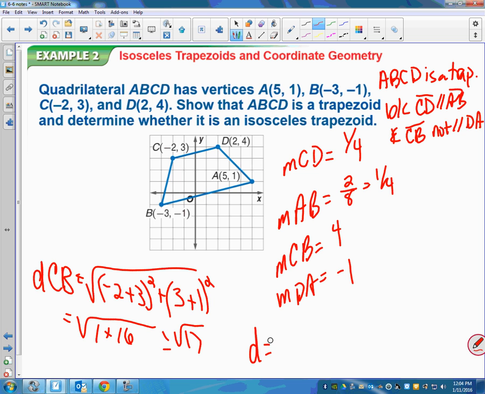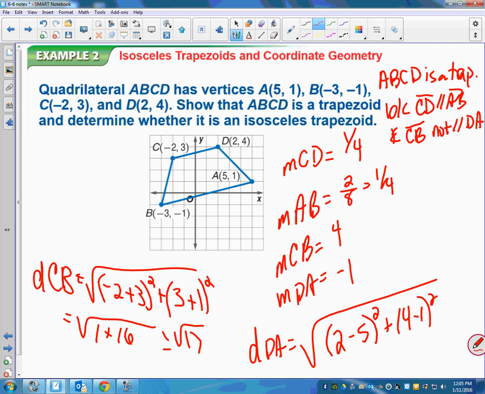And on this side, if I do the distance of DA, 2 minus 5 squared plus 4 minus 1 squared is going to be 9 plus 9. Is that true? Oh, that's so close, right? The square root of 17 is pretty darn close to the square root of 18, but they're not equal. If you were just looking at it, you might say they are the same. They look the same if I measure with my fingers, right? They look about the same, but they're a little bit off. So we would say they're not equal.